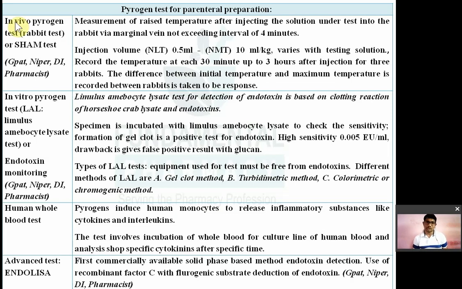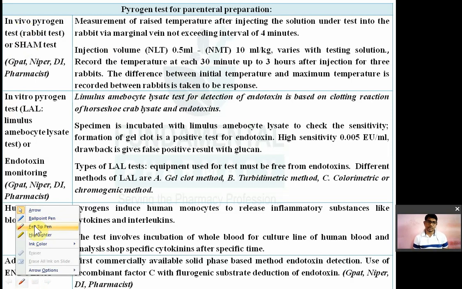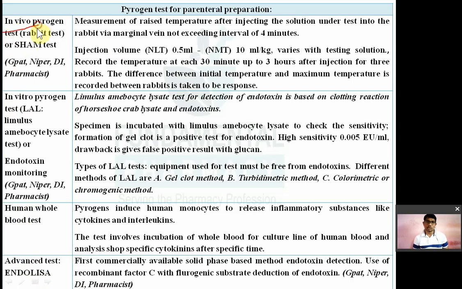First criteria, first quality control test, that is the pyrogen test. So your product should be free from pyrogen. In that you have two tests. First one is known as the in vivo pyrogen test. Second one is known as the in vitro pyrogen test. So in vivo means what? In vivo means inside the body. In vitro means outside the body. So this in vitro test is done in the laboratory or by using a test tube. In a test tube you can analyze whether your product has pyrogen or not.